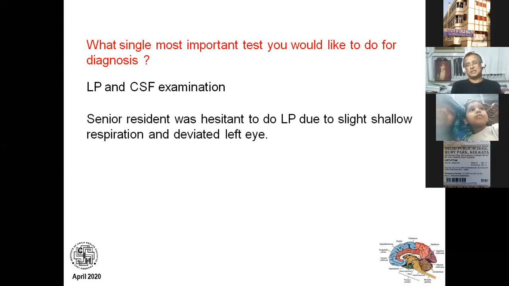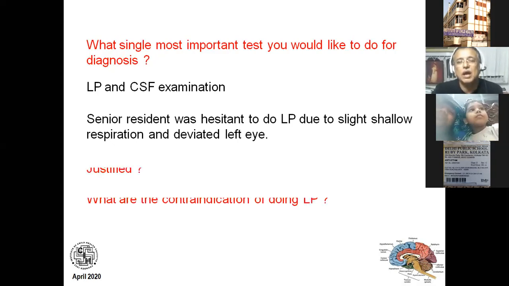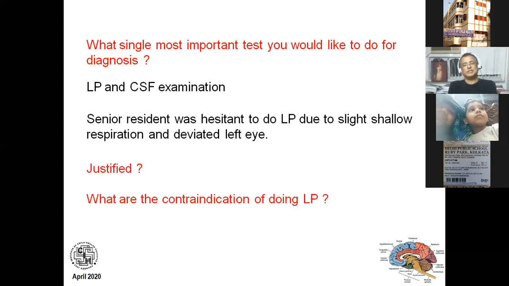So the senior resident was hesitant to do LP because there was slight shallow respiration and slight deviation of the left eye. So whether it is justified, and what are the contraindications of doing LP? Whenever you come across a case of meningitis or meningoencephalitis, there will be a certain amount of raised intracranial tension. Raised intracranial tension is never a contraindication of doing an LP. It is the impending cerebral herniation when you don't do an LP.